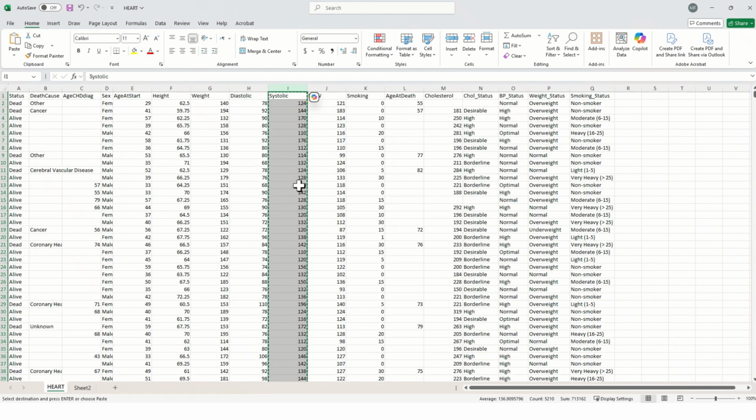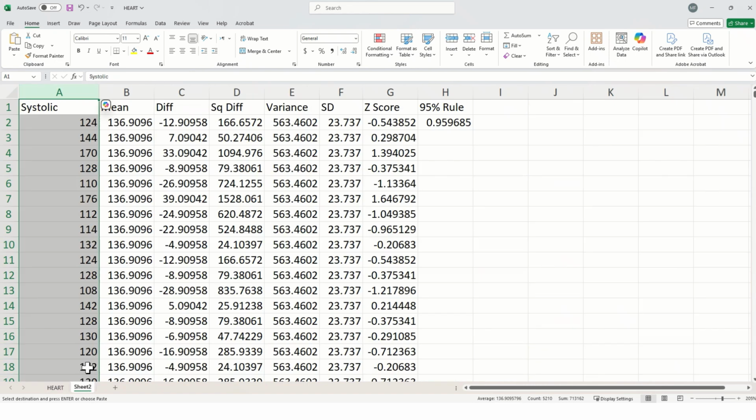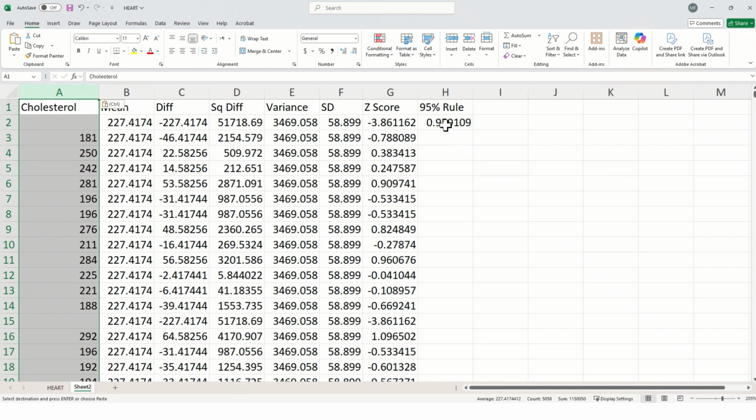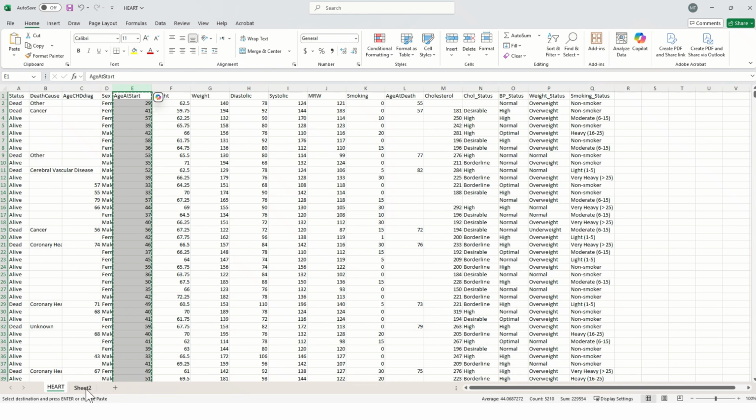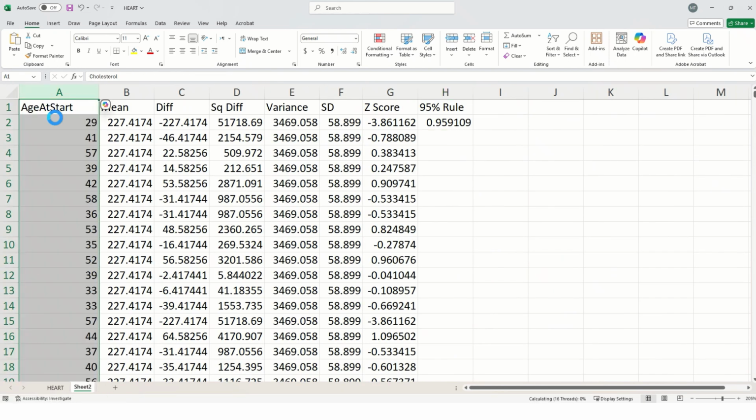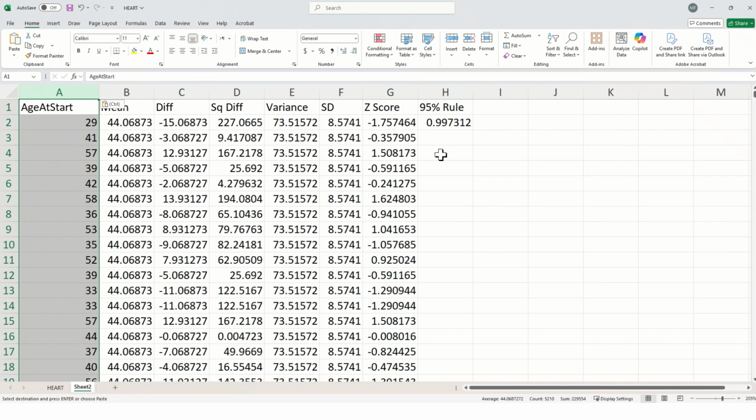Let's replace it with, say, cholesterol level, and see what happens. Okay. Again, everything has changed, but we see that again these values are within 2 standard deviations above or below the mean, right? 95% of them, very close to 95%. Not always does this rule hold very tightly. For example, say age at start. In this case, we see that almost all of them were within 2 standard deviations.